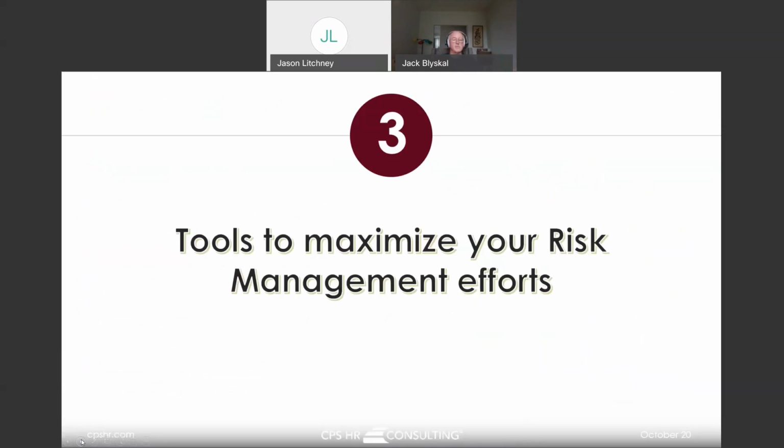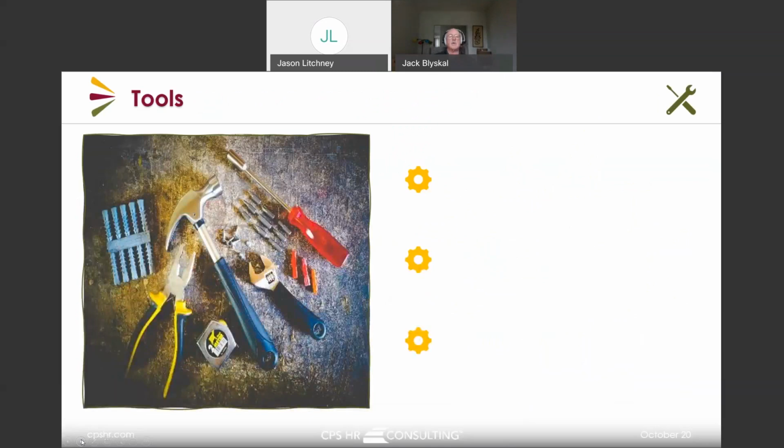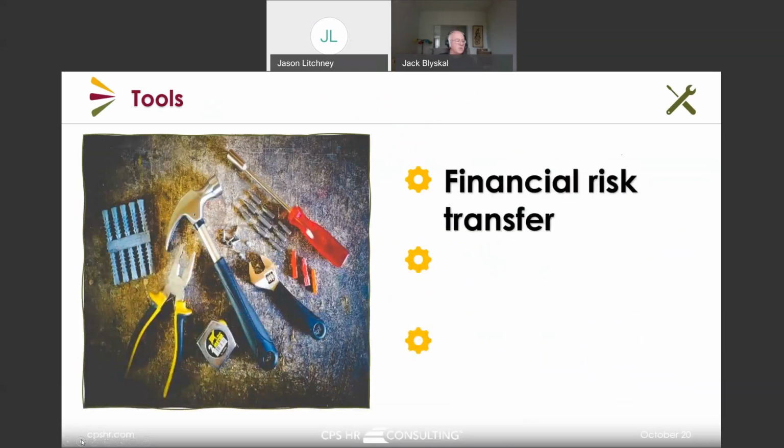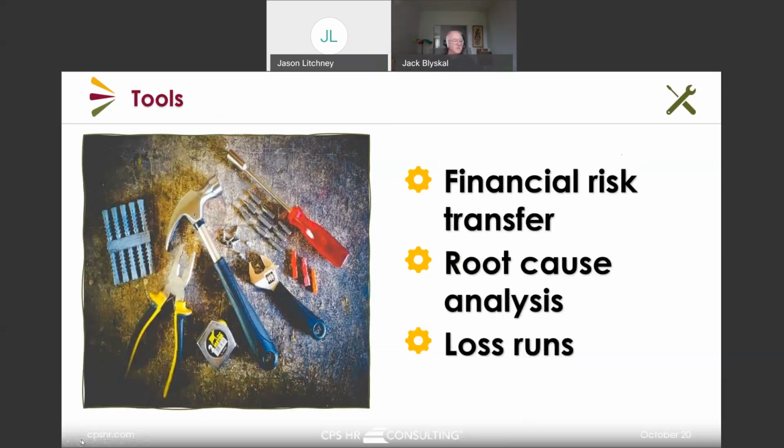So, what are some tools to help you maximize your risk management efforts? Okay, we looked earlier at that chart, and we looked at financial risk transfer. That's where we're going to focus in this section a little bit. Keep in mind, you're not transferring the risk, you're transferring the financial exposure to that risk. We're also going to look at root cause analysis to try to determine what is actually the cause of this incident and what we can do to stop it happening in the future. And we're also going to look at loss runs and what those can tell you.